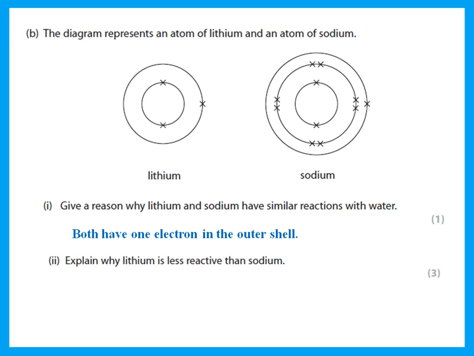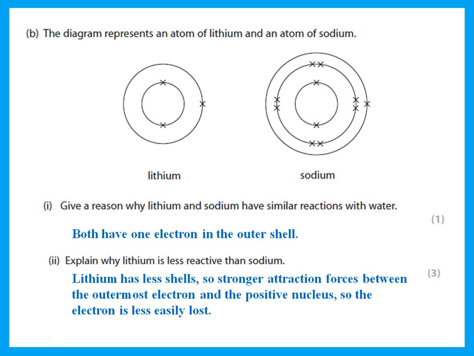Explain why lithium is less reactive than sodium. Remember, reactivity in metals has to do with how easily they lose the outermost electron. So why did we say lithium is less reactive? Well, because lithium has less shells, so the outermost electron is nearer to the nucleus, so there is stronger attraction forces between the outermost electron and the positive nucleus, so it is not easily lost. While in sodium, I have more shells, the electron that is to be lost is further away from the nucleus, so there is less attraction forces between that electron and the positive nucleus.